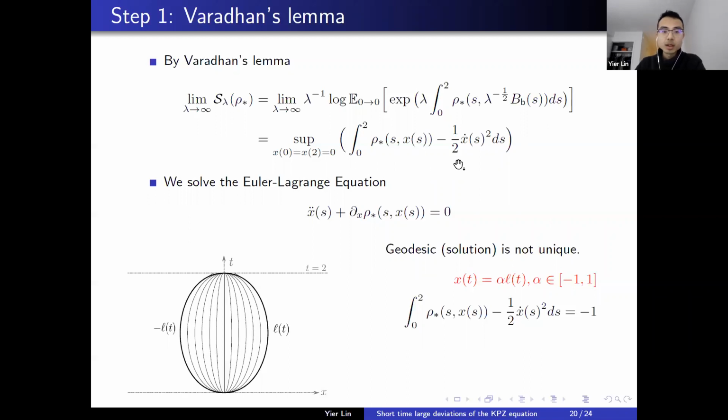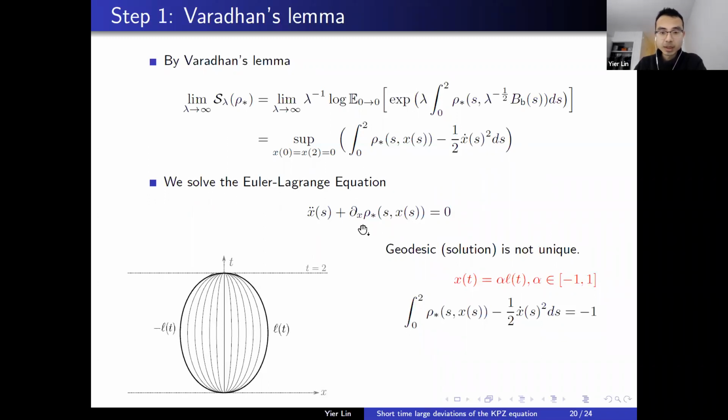Okay, and you can again use calculus of variations to find the optimizer. The optimizer needs to satisfy the following Euler-Lagrange equation, which is an ODE. I will not tell you how to solve this ODE, but I will tell you the class of solutions.